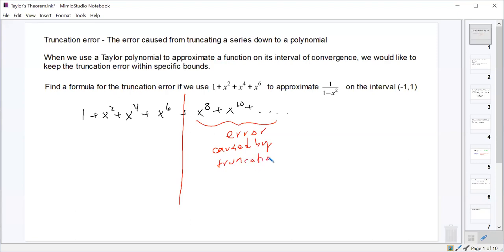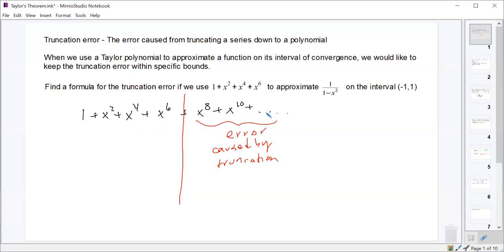Because this series, if we went infinitely, would exactly represent 1 over 1 minus x squared. But since we didn't use the full thing, we only used the first 4 terms, we have some error. If we were to plug in, let's say, a half, 1 plus a half squared plus a half to the 4th plus a half to the 6th, we would know that the error would be a half to the 8th plus a half to the 10th plus a half to the 12th, and so on. Everybody following?